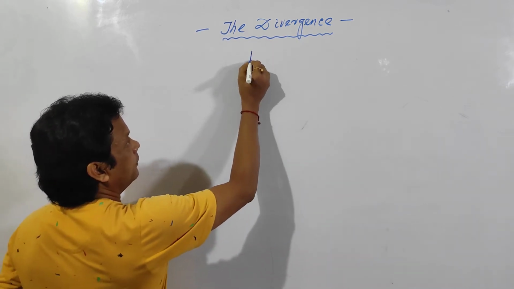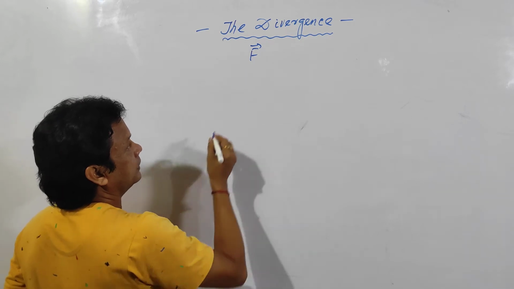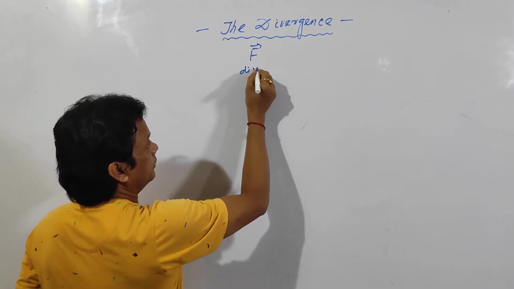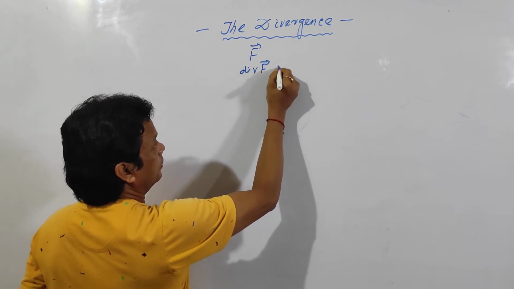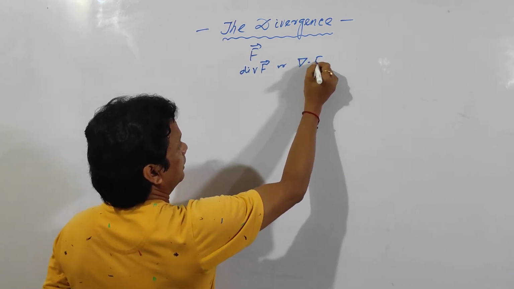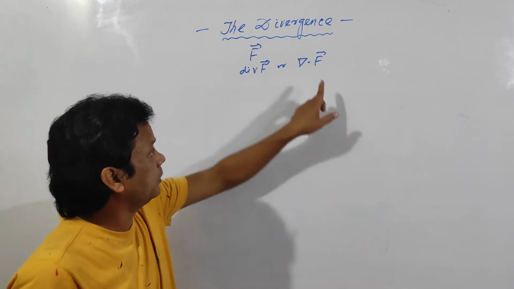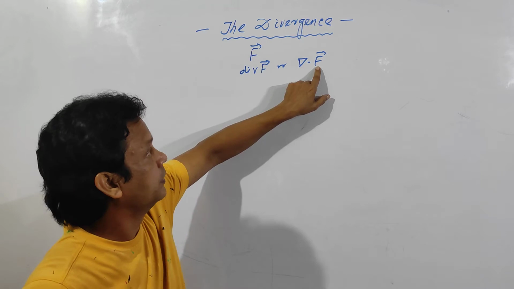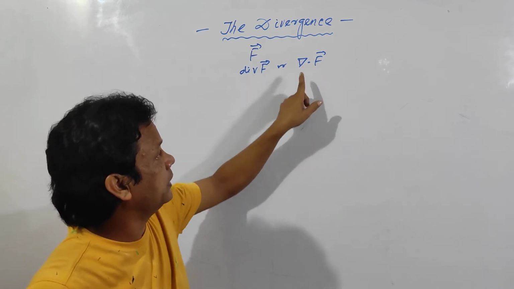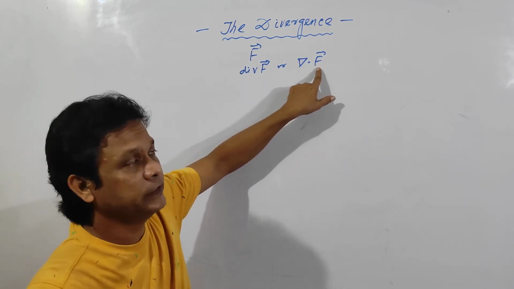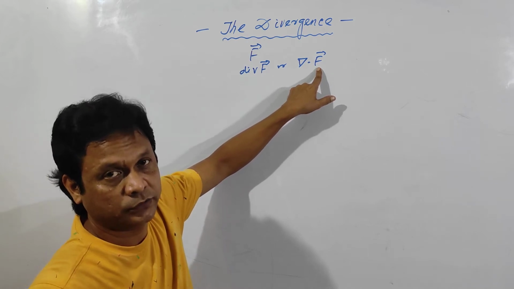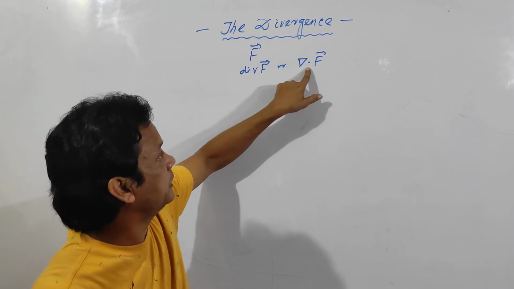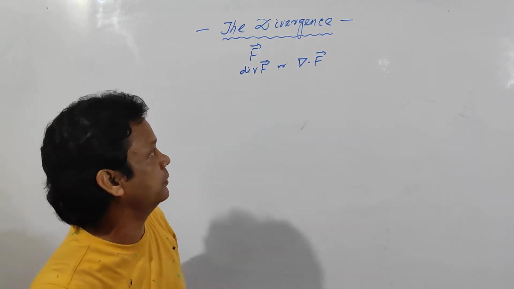If f is the vector point function, then divergence of f vector is denoted as divergence of f vector or del dot f vector. Since you are taking the dot product, this quantity should be a vector quantity. Clear? But in case of gradient, you are taking only del, not dot. So in that case, you are taking a scalar point function. Since there is the presence of dot product, you are taking f vector.